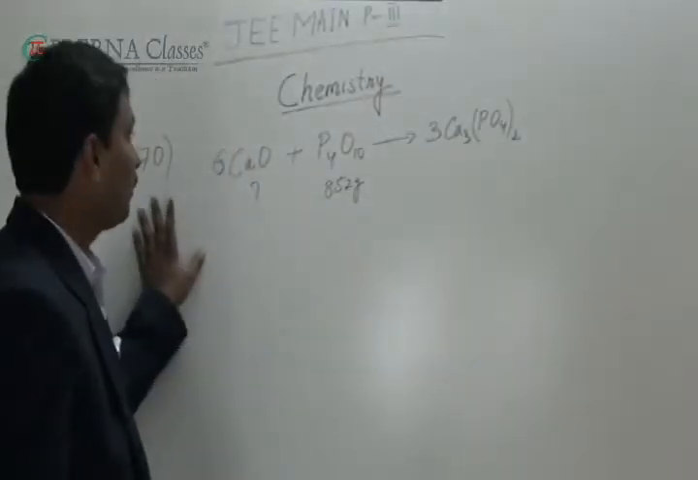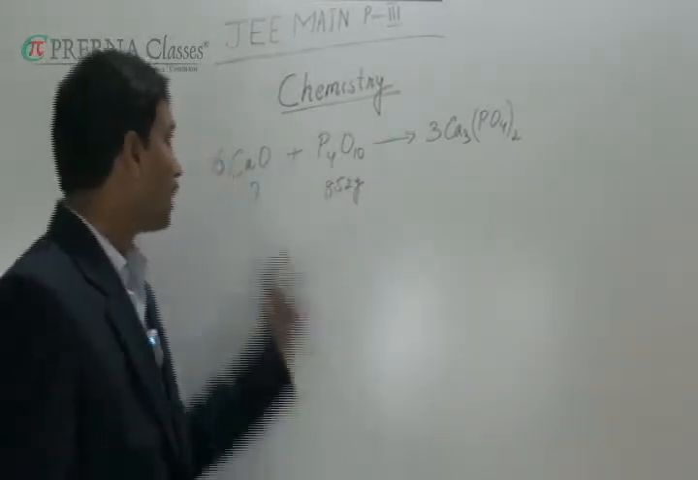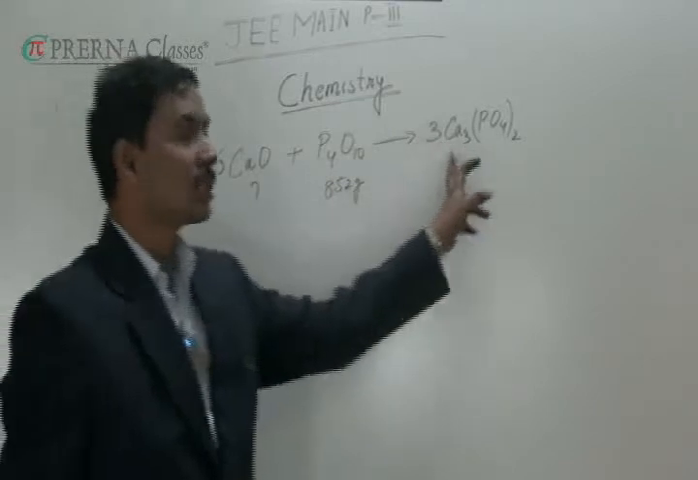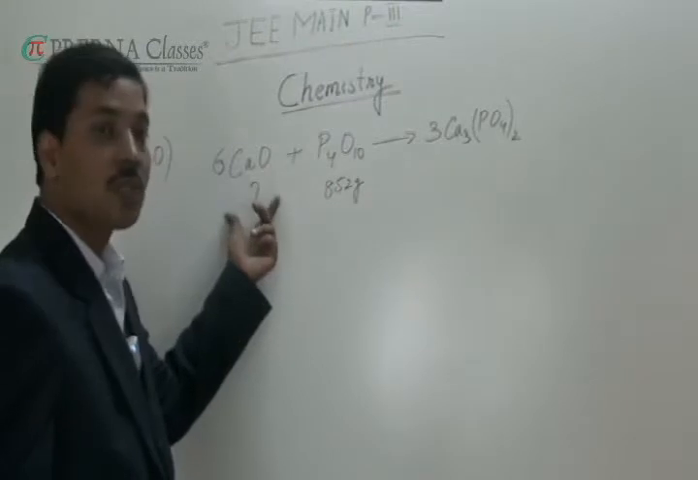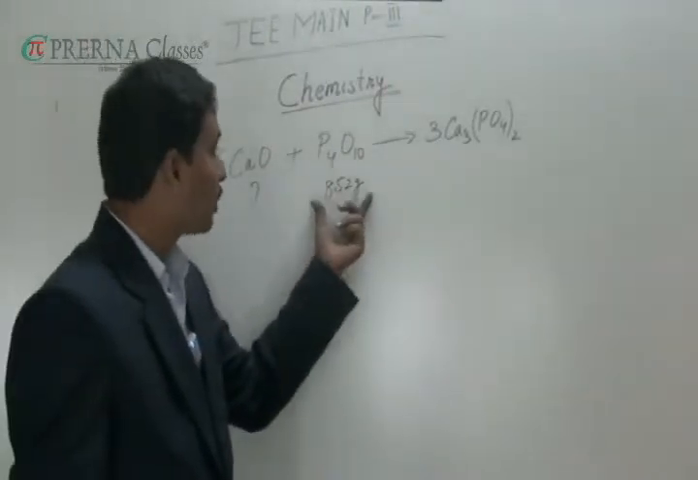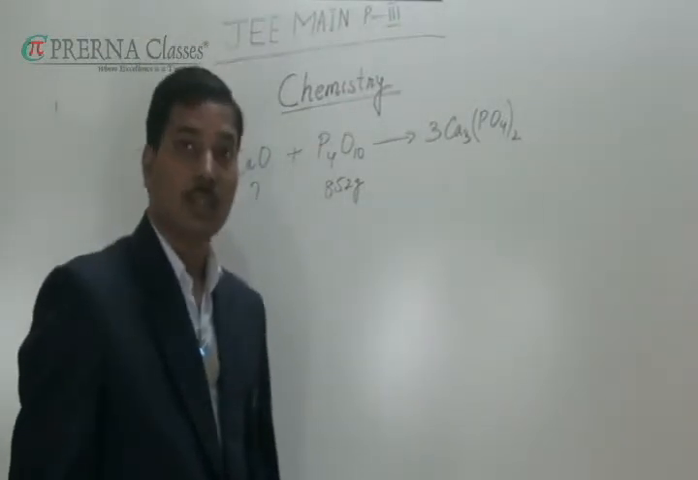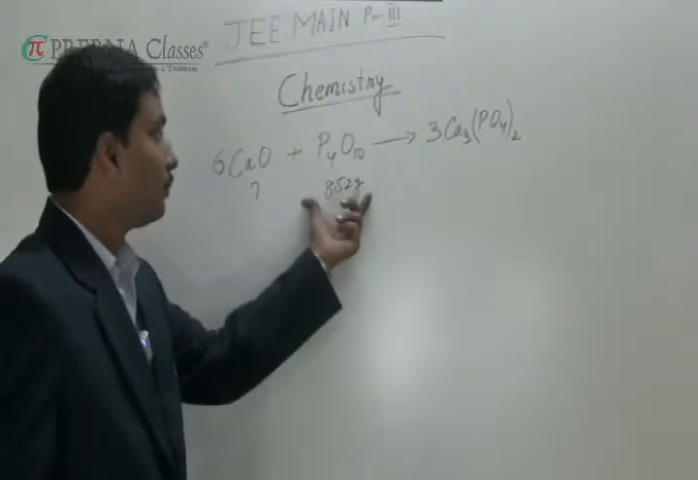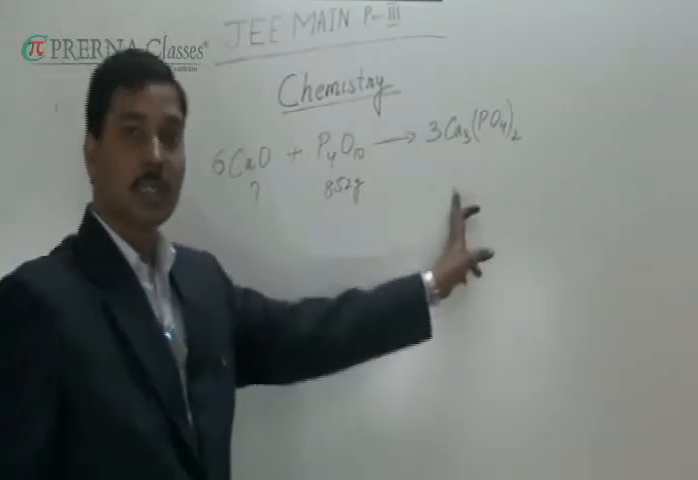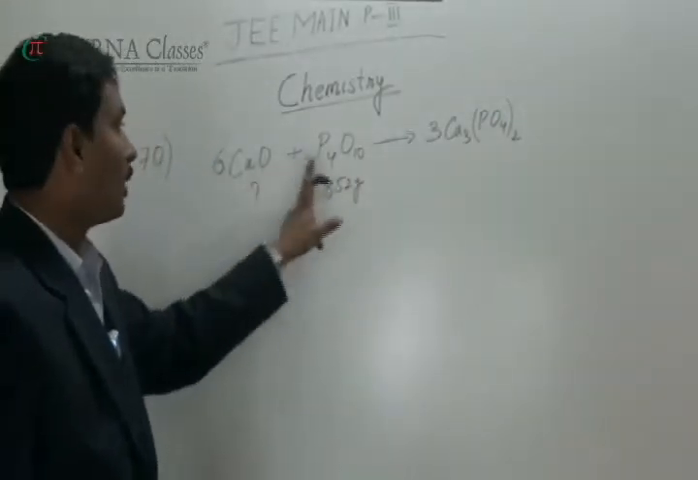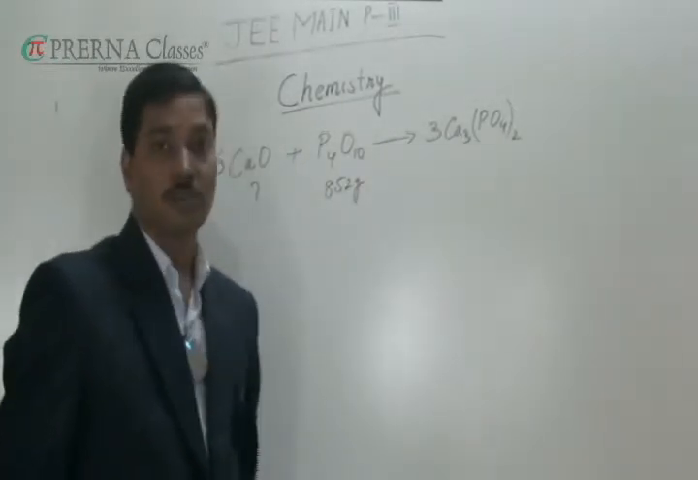Now question number 70. Given is CaO completely neutralizing with P4O10. That means CaO is reacting with P4O10 and it is converted into calcium phosphate. We have to find the amount of CaO required to completely neutralize 852 gram of P4O10. First of all, find how many moles of P4O10 are present. Then balance this reaction. The reaction is 6 CaO reacts with P4O10 and the product is Ca3(PO4)2.